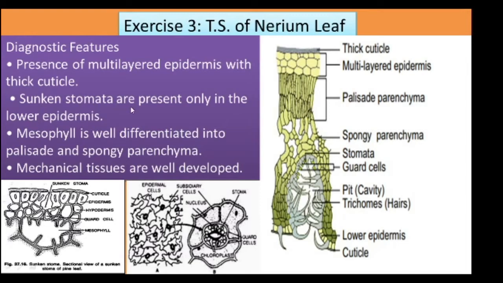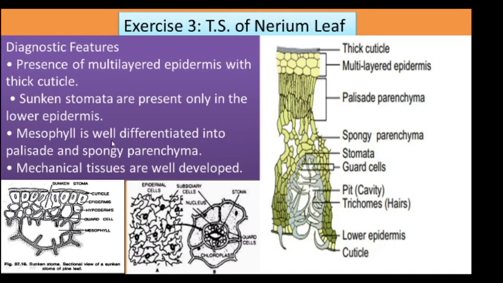Then sunken stomata are present only in the lower epidermis. This is the lower epidermis, and in the lower epidermis a small pit or cavity is present. Inside the cavity, the stomata are present. Again, this is a kind of adaptation to control transpiration. The stomata are present inside the small cavity, therefore they are called sunken stomata.